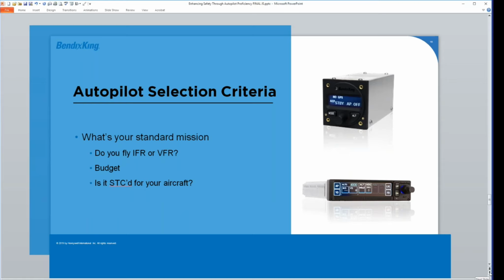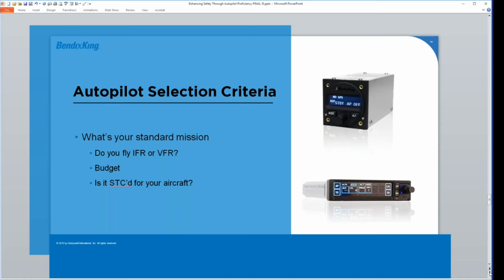So we're going to talk about the autopilots that are available here, a couple of product things, and then we're going to get to your questions. We've kind of touched on these things. What's your mission? How are you going to fly the aircraft? Is it IFR? Is it VFR? We're showing here the KFC 230 and one of the Aero Cruise autopilots. Are you flying VFR? Are you flying IFR? And even within that, what's your IFR mission again?